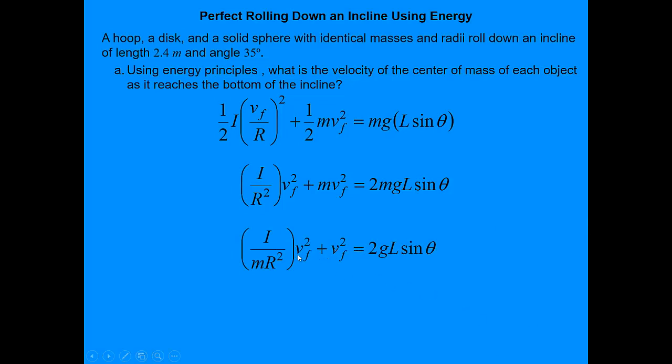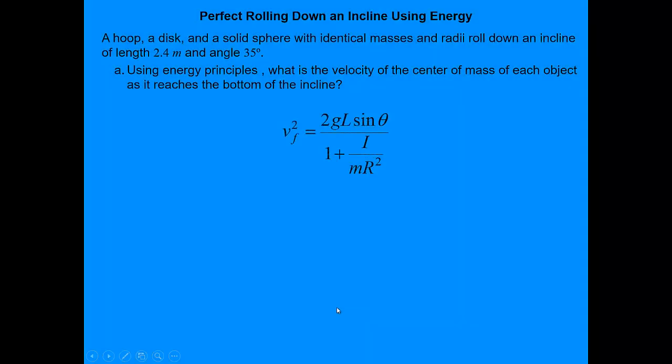So now that I'm here, I'm going to factor out a VF squared from both terms. I also flipped these around, all right? The order, again, addition is commutative. I did that because I just wanted it to look like what we were doing last time. And then divide by this, right, to get VF squared by itself. And then take a square root. It's not pretty, right, but there it is.